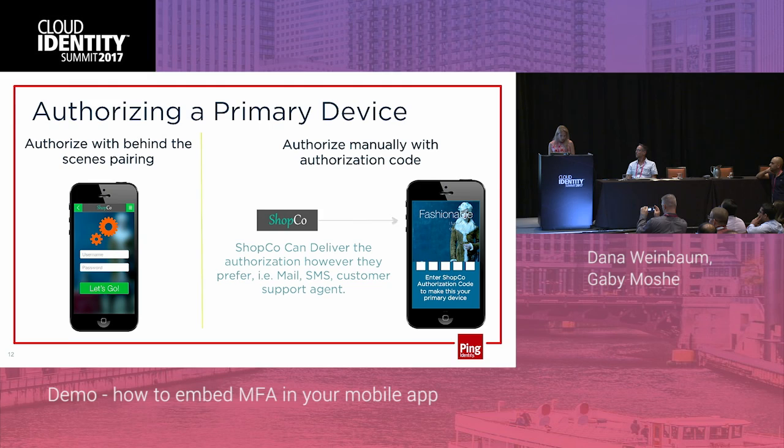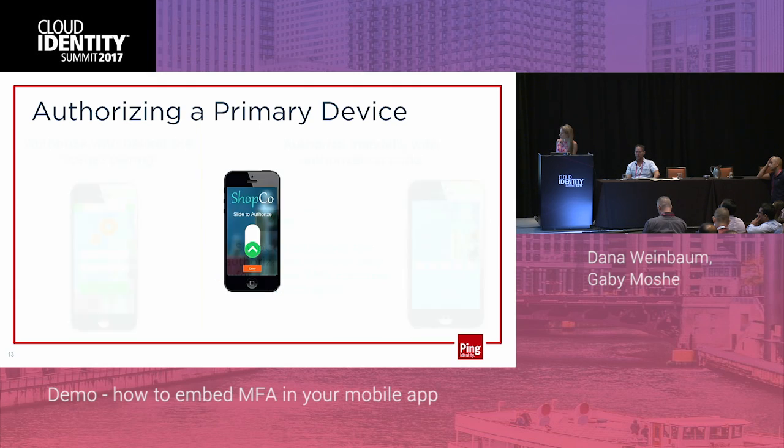In order to get your trusted devices network started, you need to authorize a primary device. In PingID SDK, we support two options of doing so. First of all, on the left, we support the option to authorize a primary device behind the scenes, what we call automatic authorization. And on the right, we support manual authorization. Let's start with automatic authorization.